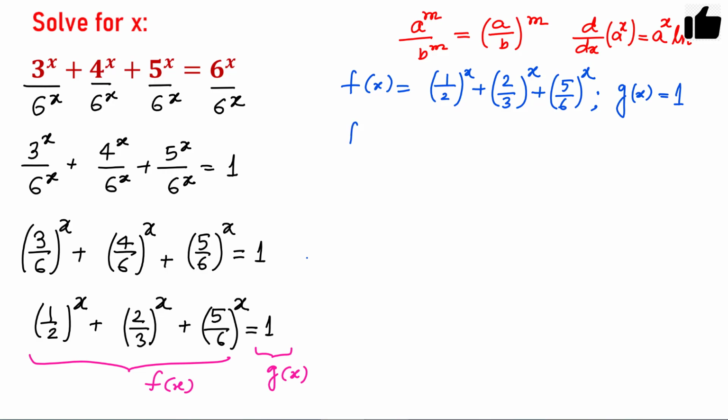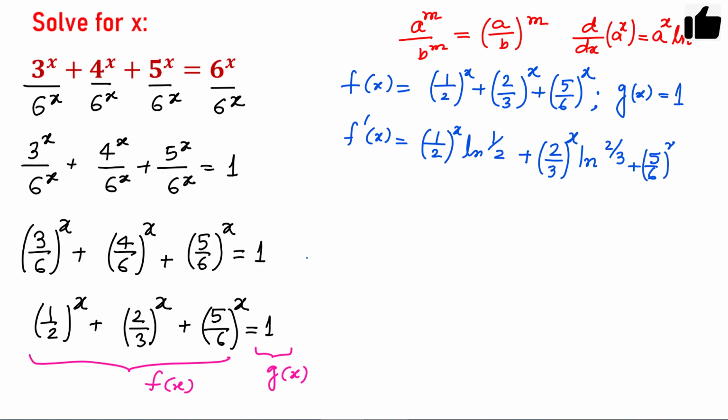So let us use this result. Now I can write f dash x is equal to, using this result, (1 by 2) raised to the power x ln(1 by 2), and the differentiation of the second term is (2 by 3) raised to the power x ln(2 by 3), and the differentiation of the third term is (5 by 6) raised to the power x ln(5 by 6).